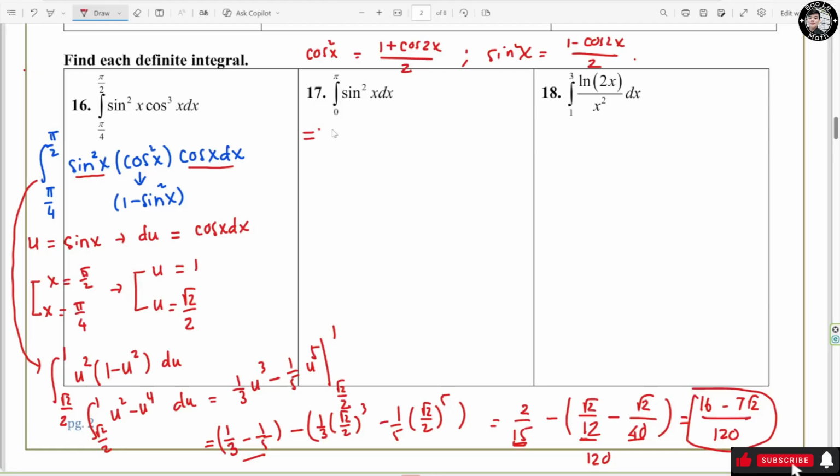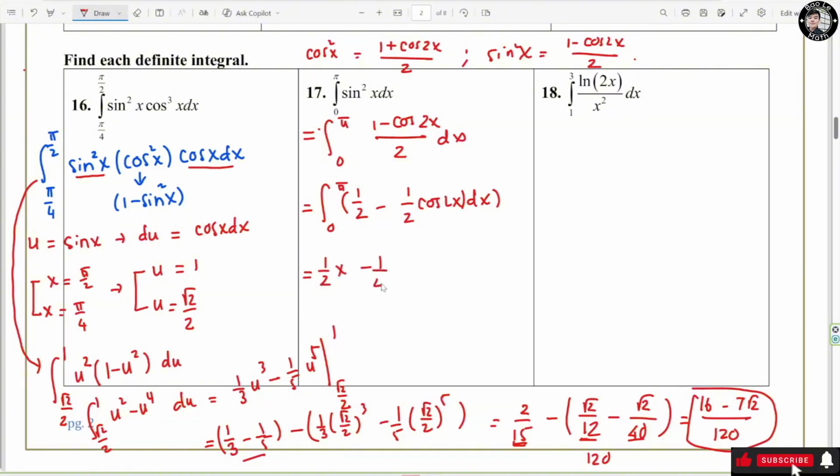Alright, so this guy turns out to be the integral from 0 to pi of 1 minus cosine of 2s over 2 ds, right? So it could be the integral from 0 to pi of 1/2 minus 1/2 cosine 2s ds, right? So it's going to be 1/2 s minus 1 over 4 sine 2s evaluated from 0 to pi. So substitute pi for s, so it could be pi over 2 minus sine pi, which equals 0, right? So the final answer should be pi over 2.